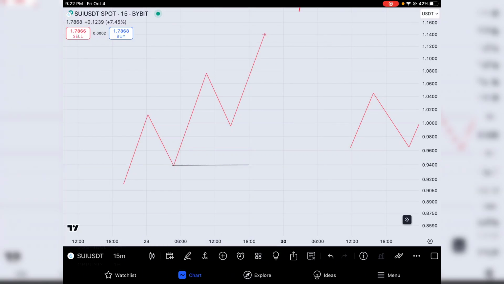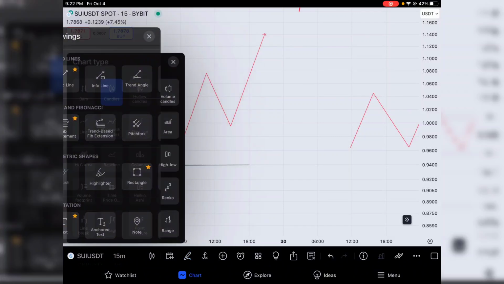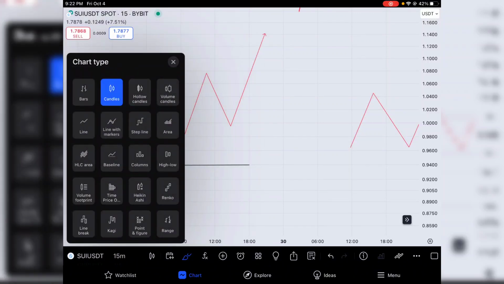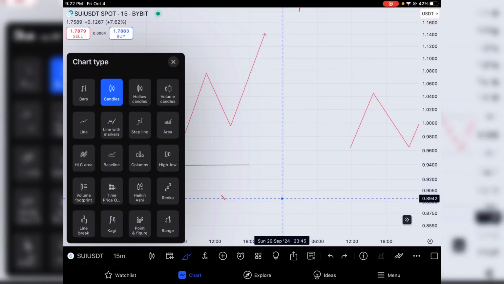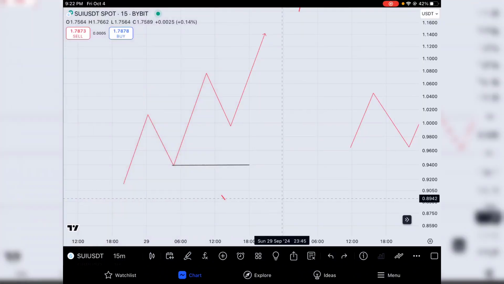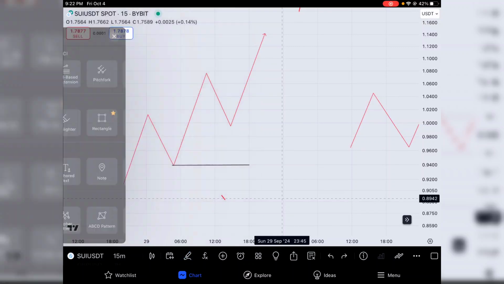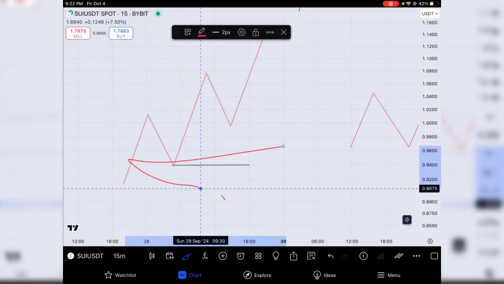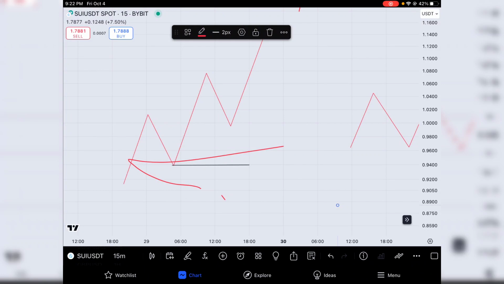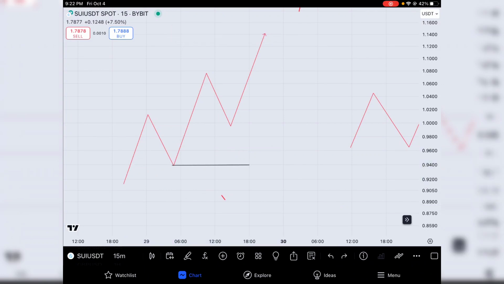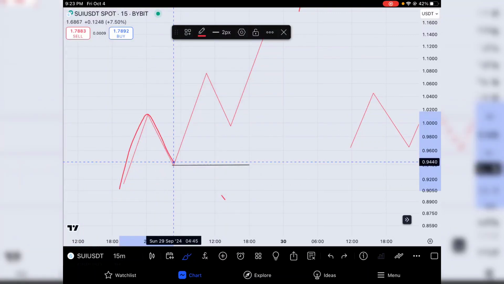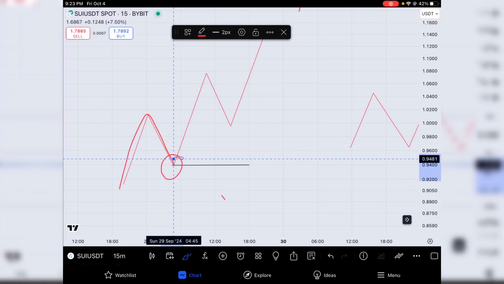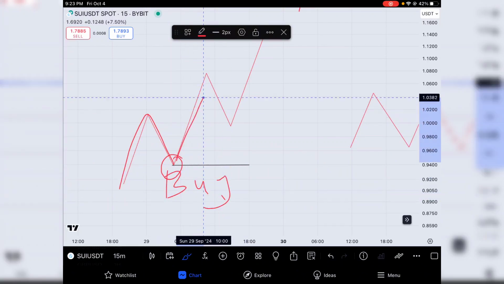Let me do this again. When the market started moving from this point here and came back here, you can buy, and the market went up.